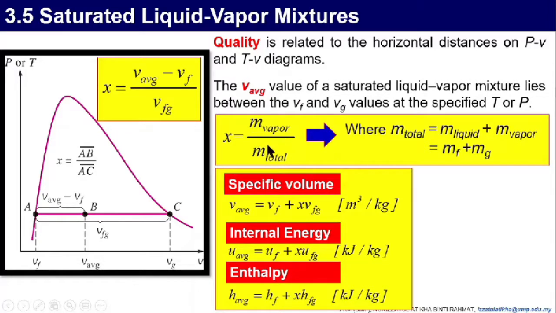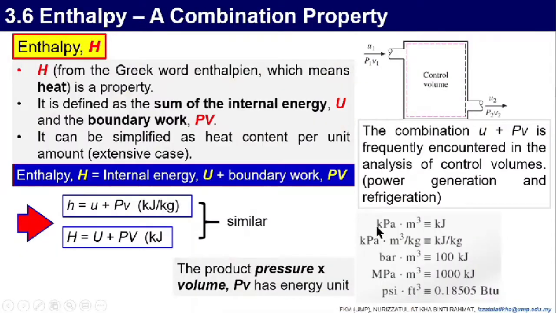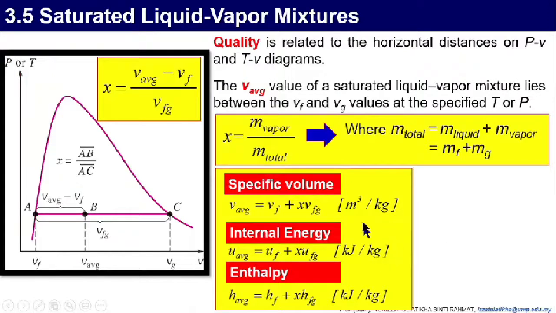Alright, so here we already see the equation for quality: X equals M vapor over M total. And then we can calculate the specific volume, VAVG, internal energy, UAVG, and also enthalpy, HAVG, from these equations. Please remember these equations, and also please take note of the SI unit for each of these properties. These kinds of questions will come out during the examination: the calculation of quality, the enthalpy, or even specific volume.